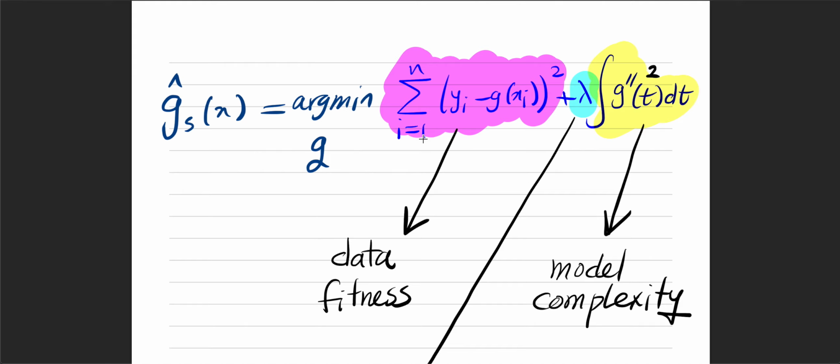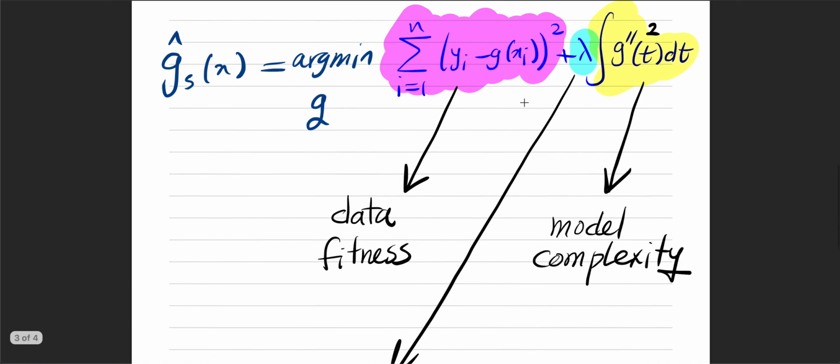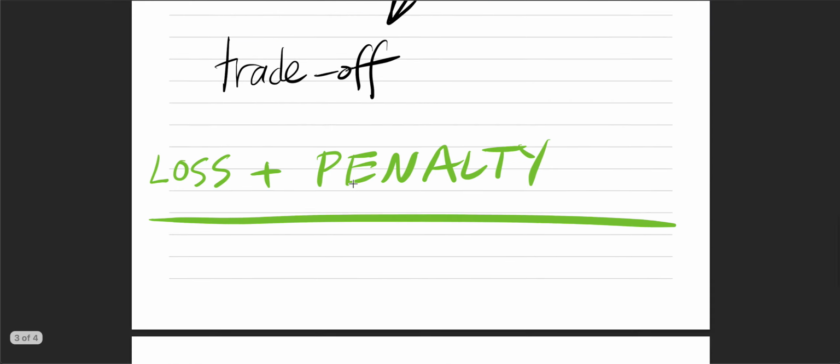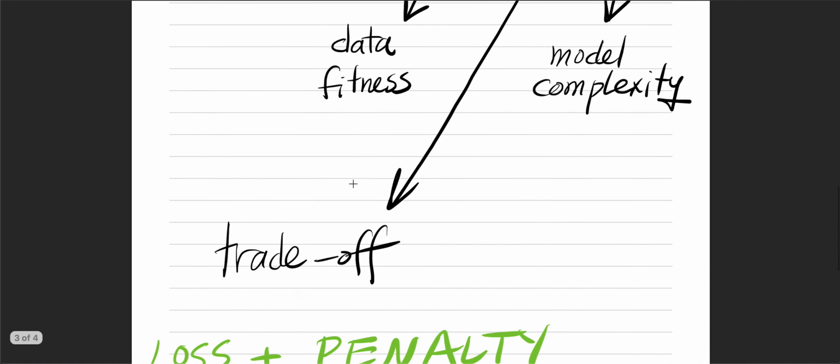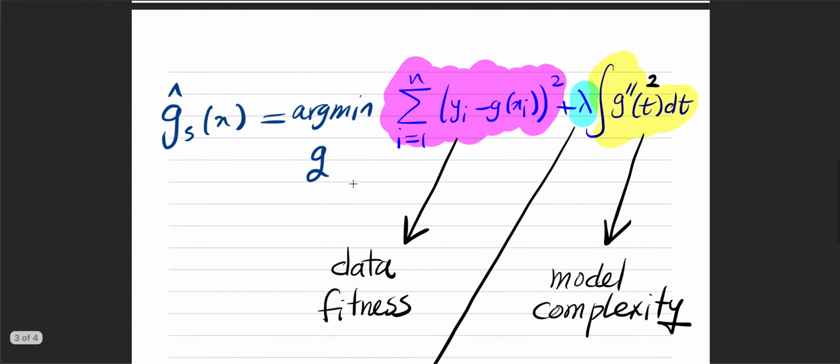So it's possible to show mathematically, which is beyond the scope of what we're doing, that the function that minimizes this is a smoothing spline with knots at the xi's. Okay, so that's the mathematical part. We have the loss plus penalty, and this is very similar to what we saw and did with Lasso and Ridge.